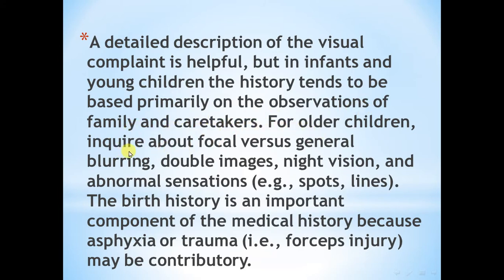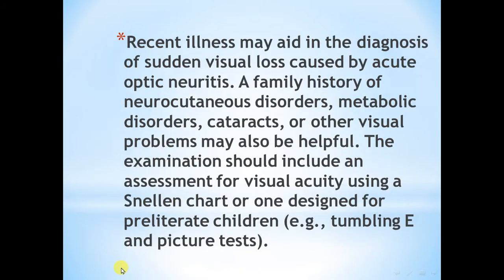For older children, inquire about focal versus general, blurring, double imaging, night vision, and abnormal sensation, for example, spots, lines. The birth history is an important component of the medical history because asphyxia or trauma like forceps injury may be contributory. Recent illness may aid in the diagnosis of sudden visual loss caused by acute optic neuritis. A family history of neurocutaneous disorder, metabolic disorder, cataract, or other visual problems may also be helpful.